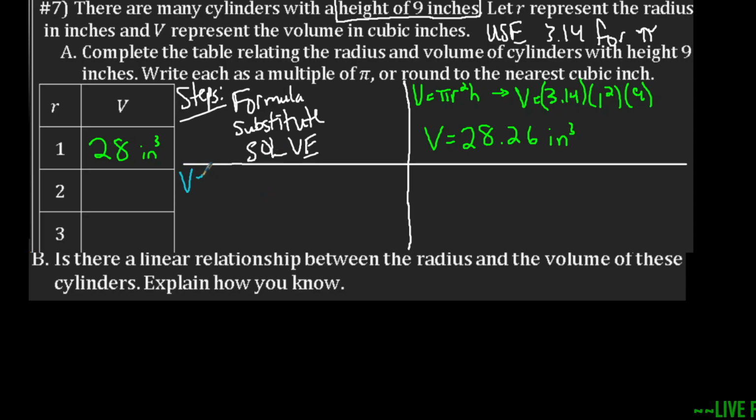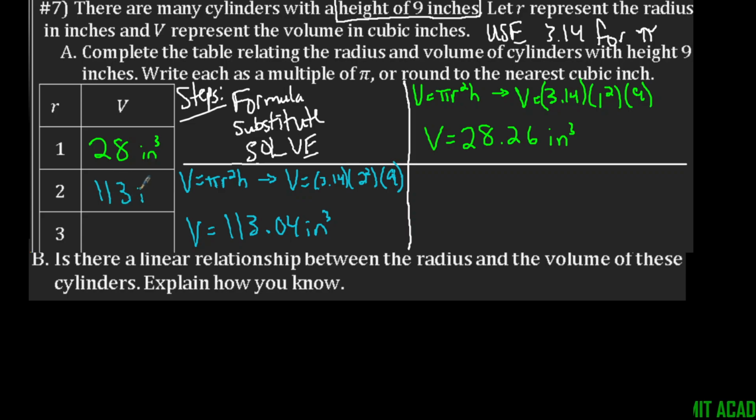same thing, we're going to say we have our volume equals pi times the radius squared times h, because we're talking about a cylinder. Plug in those values, meaning we substitute. So we're going to say volume is equal to 3.14 times our radius, which is 2, squared, times h, which is still 9. So when we multiply that out, you can use that Desmos calculator to check your answer. I'm going to say I have 113.04 inches cubed, which when we round to the nearest whole number, it's going to be 113 inches cubed.